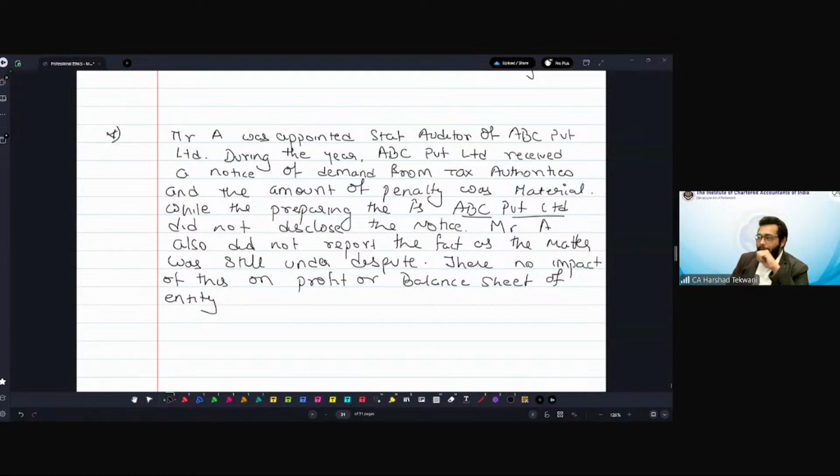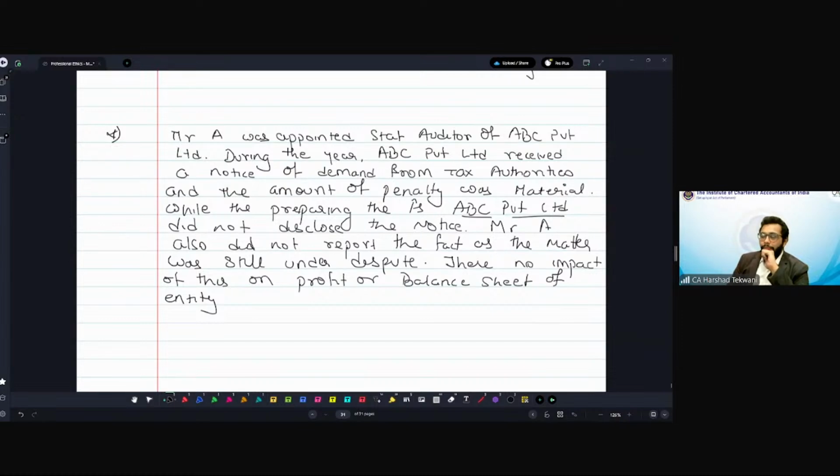For the time being, let's assume Mr. A was aware about this notice. Then was he concerned? He was Mr. A, stat auditor. Yeah, he's concerned with it. Yes, it is covered. The clause will be attracted because irrespective of whether it has an effect on profit or balance sheet, if not in this year, next year or the year after it is bound to be there. So he has to bring this notice or at least expect the management to mention these facts in their report.